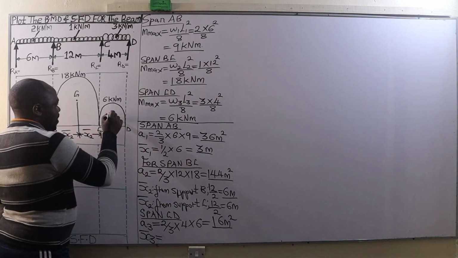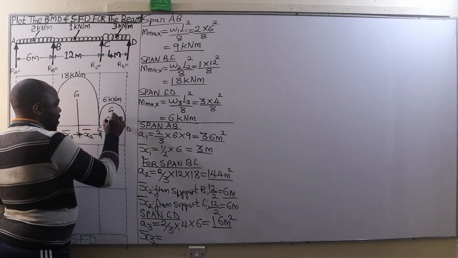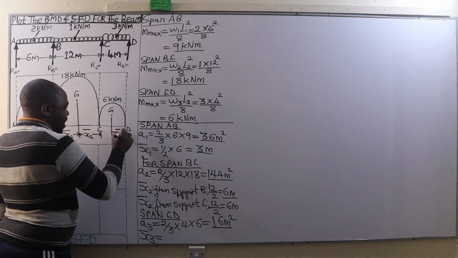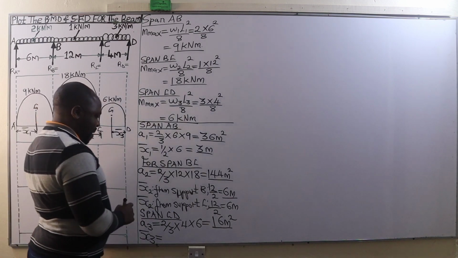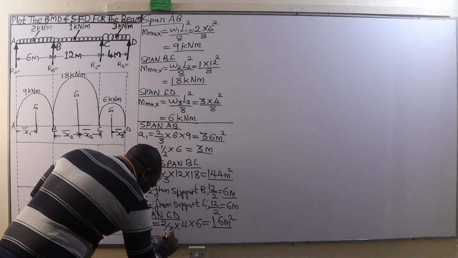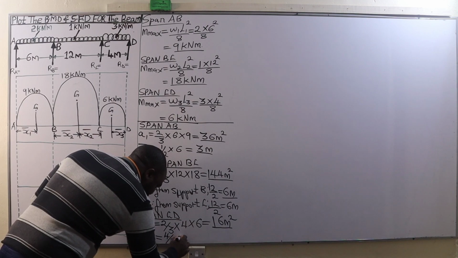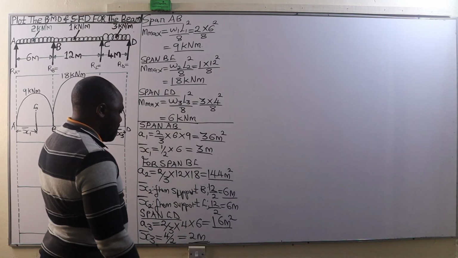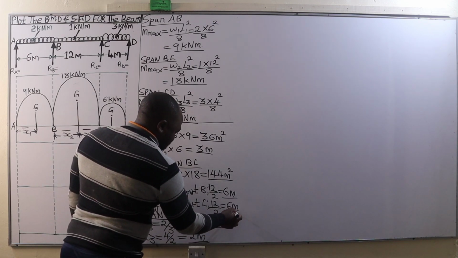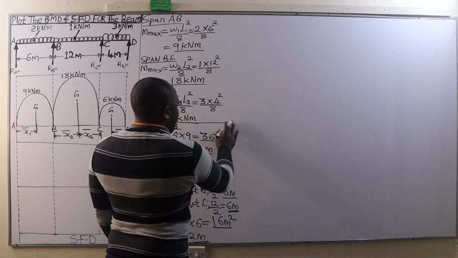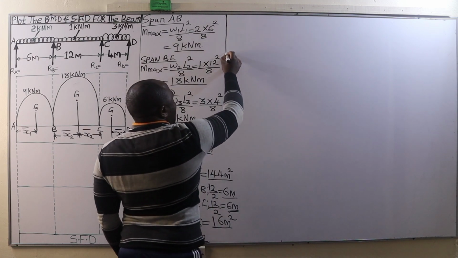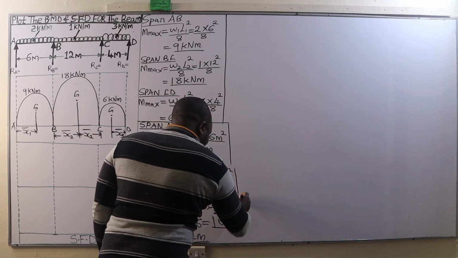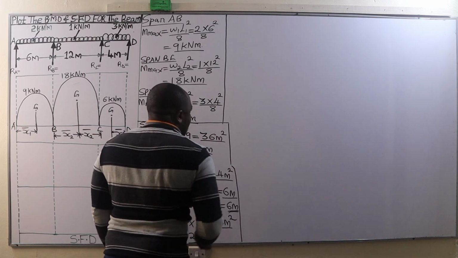Bar x3 is the distance from the center of gravity of this bending moment diagram all the way to the end D. So that distance is bar x3, which will be given by half of that span, that is half of 4, which is 2 meters. So that is the value of bar x3.